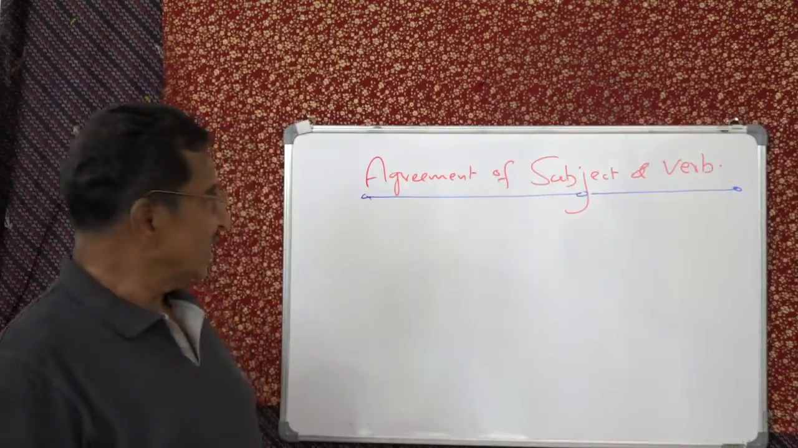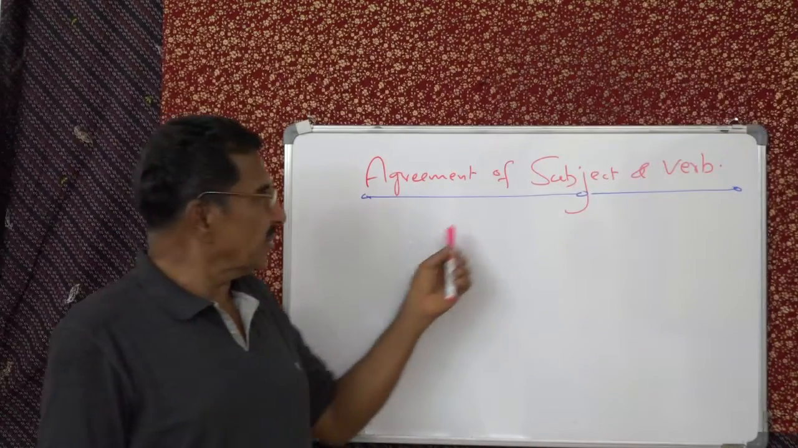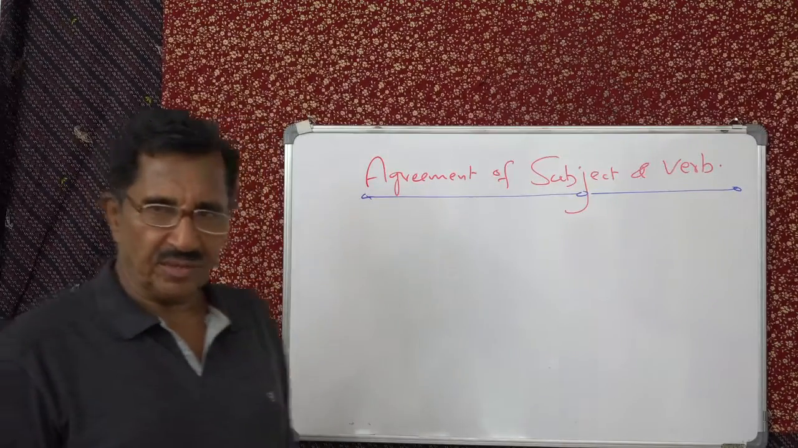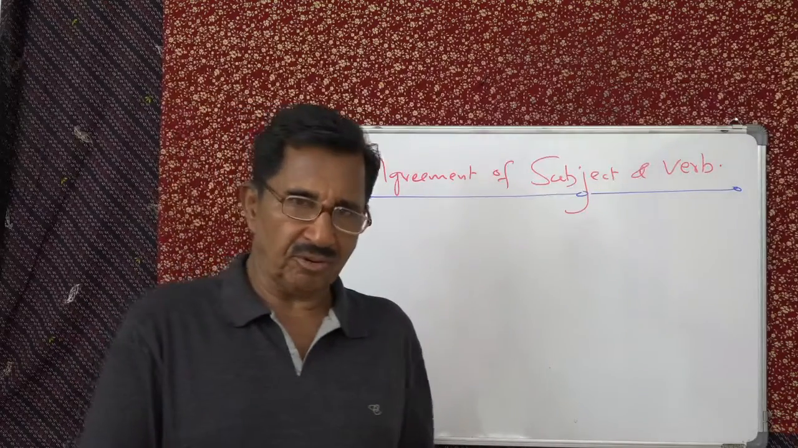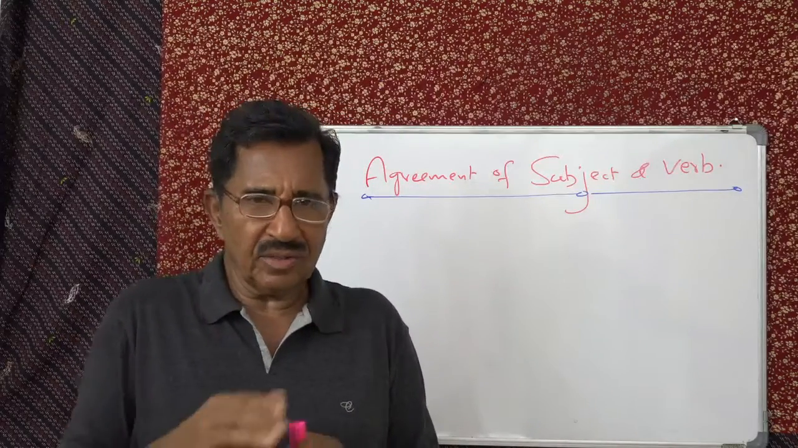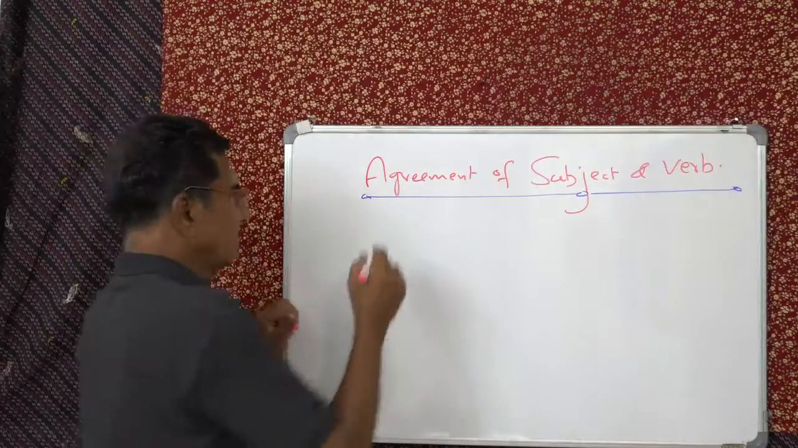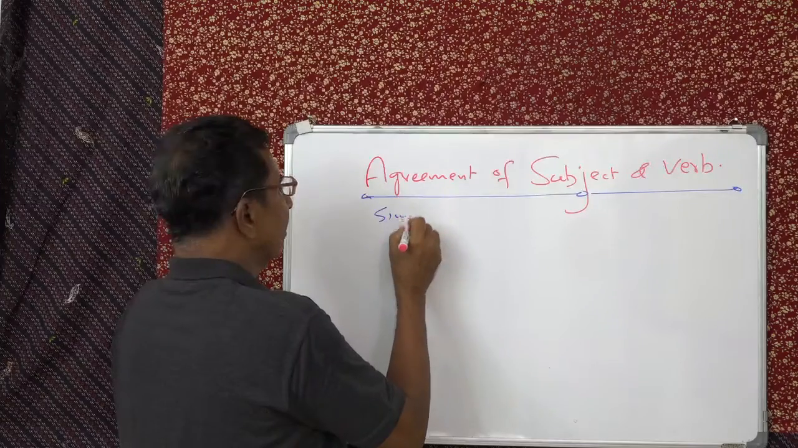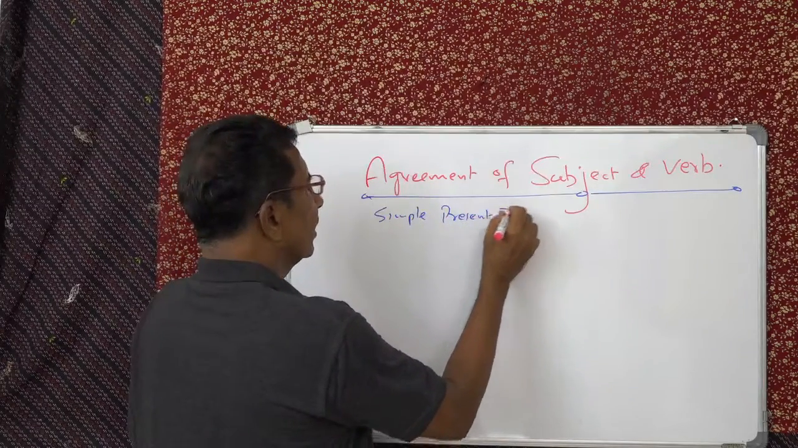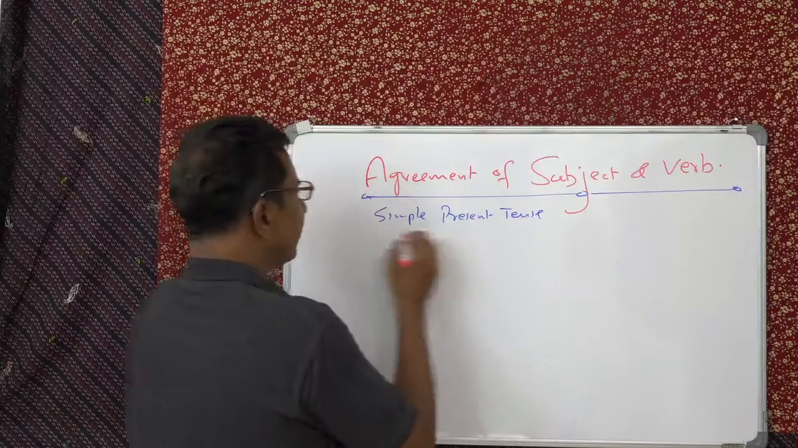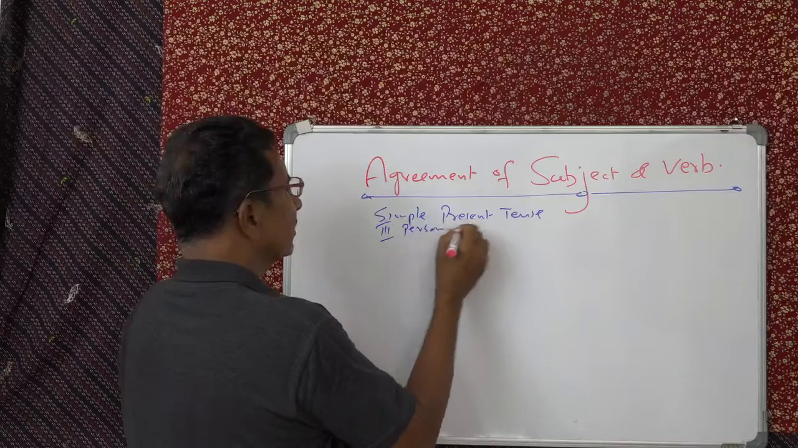Yeah, there you are. So here we will have some points today, just 2 or 3 points. Agreement of subject and verb. It's very important in English because if the subject is singular, the verb should be singular. And this happens not with the other tenses, this happens mainly with the simple present tense and third person singular.